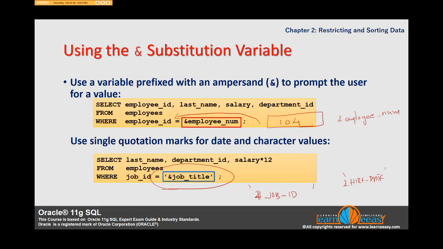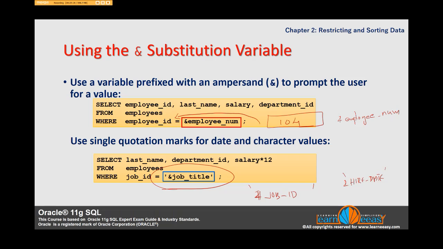SELECT employee_id, last_name, salary, department_id FROM employees WHERE employee_id = &employee_number. The example in the slide creates a substitution variable for an employee number. When the statement is executed, SQL prompts the user for an employee number and then displays the employee number, last name, salary, and department number for that employee.